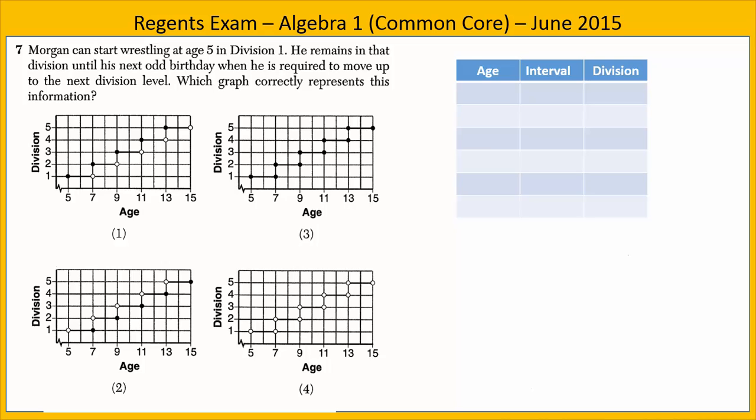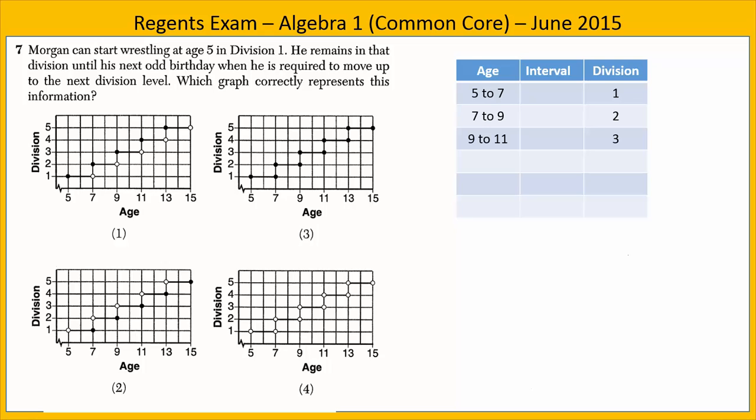In exercise 7, we learn that Morgan is a wrestler. Morgan can start wrestling at age 5 in Division 1. He remains in that division until his next odd birthday, which means when he becomes 7, he moves up to Division 2. We want to know which graph correctly represents this information. Let's begin by organizing what we know. From ages 5 to 7, Morgan's in Division 1. Birthday comes, 7 to 9, Division 2.